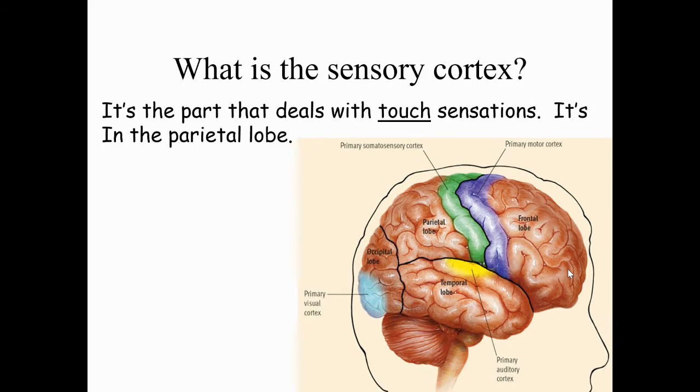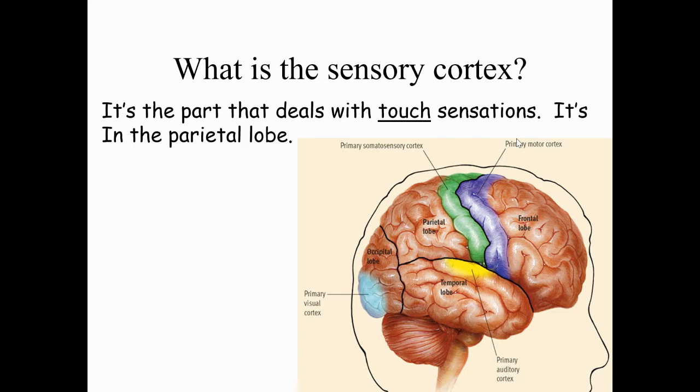Now, moving on to another lobe just behind it. On this picture, it's green. We call that the somatosensory cortex. I'm reading it off the picture, somatosensory cortex. I always say sensory cortex for short. It's the part that deals with touch sensations.